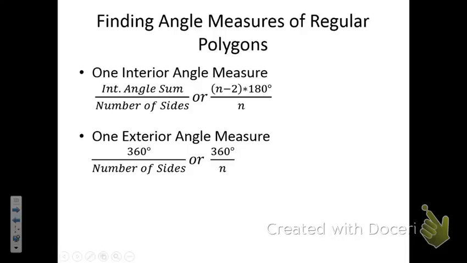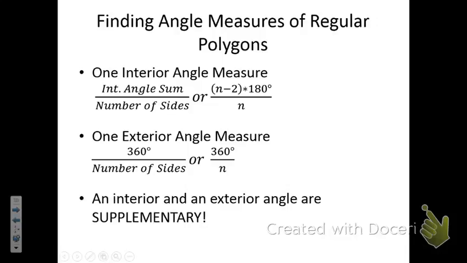Now, important thing, and we looked at this on our homework assignment just a minute ago. An interior and an exterior angle, what do we know that they always have to add to? If I'm looking at an interior and an exterior angle, they have to add to 180 because they're making that straight line. So we know that an interior and an exterior angle of a polygon are always supplementary. They always add to 180.